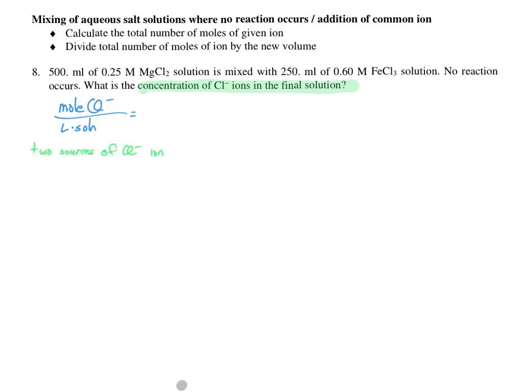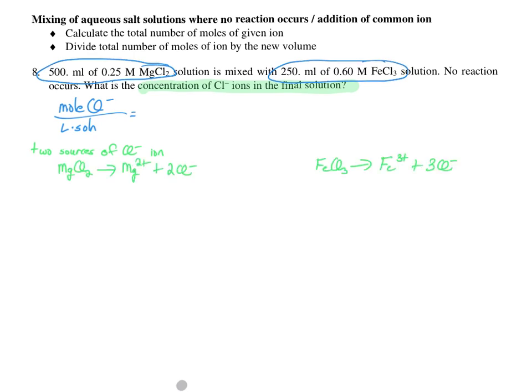Now what makes this problem a little bit more difficult is that there are two sources of chloride ion, both from the magnesium chloride and from the iron 3 chloride. So we need to find out how many moles are released in solution from the magnesium chloride and how many are released from the iron chloride and add them together.